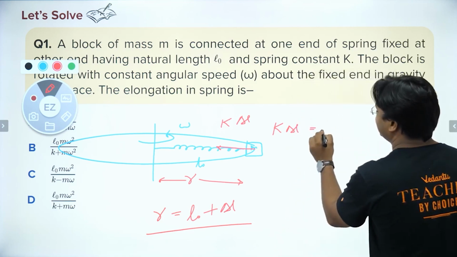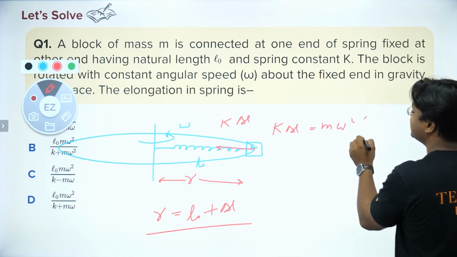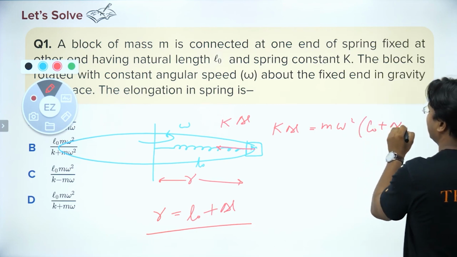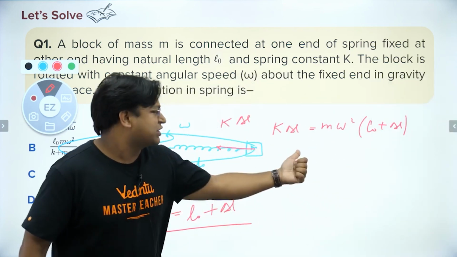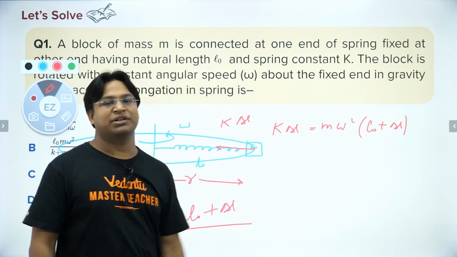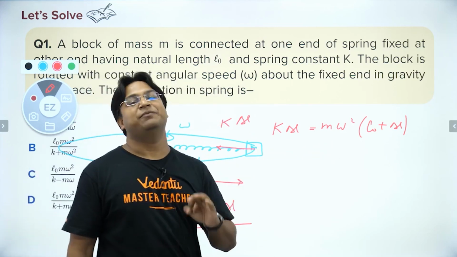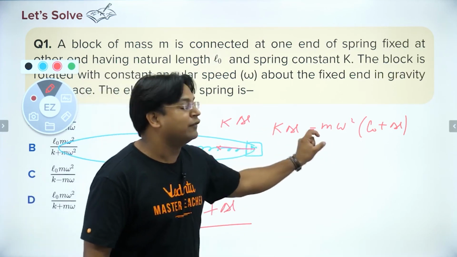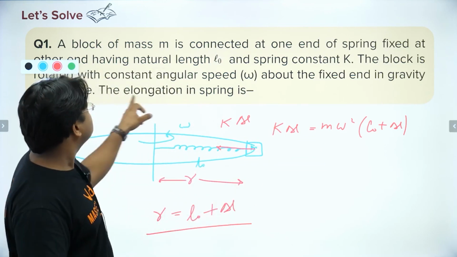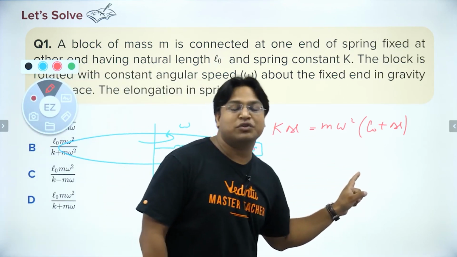So I can equate this with m omega square into radius. Radius is L0 plus delta L. Have a look at this equation. If you are able to write this equation, then you are done. The next step will give you the result. You have to just solve for the value of delta L. The question is asking for elongation in the spring, so you have to solve for the value of delta L.